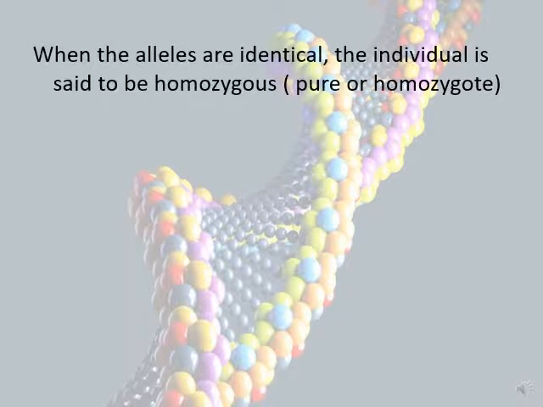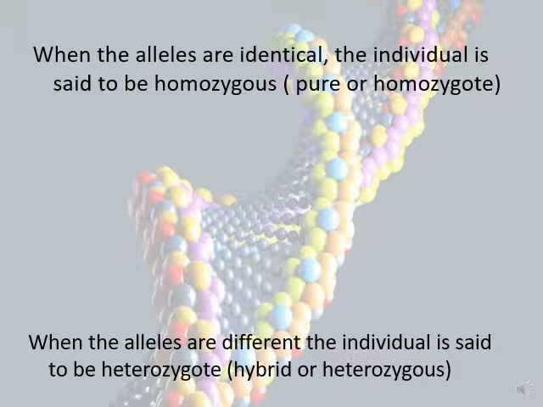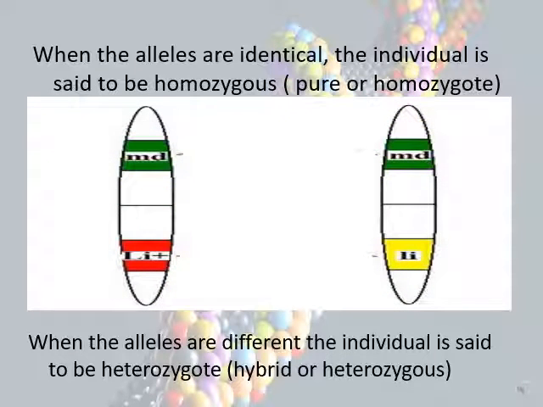When the alleles are identical, the same, the individual is said to be homozygous, pure, or homozygote. Or when the alleles are different, the individual is said to be heterozygous or hybrid. So heterozygous and hybrid, two different alleles. Whenever we talk about same alleles, homozygous or pure.